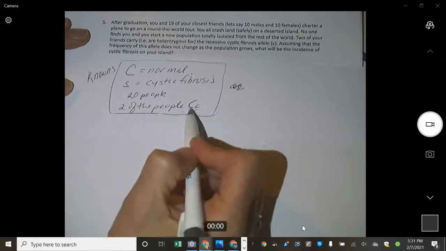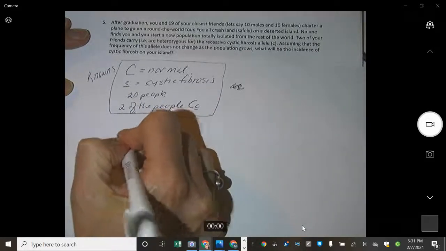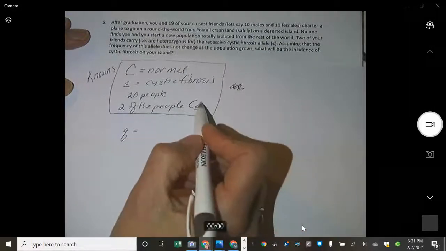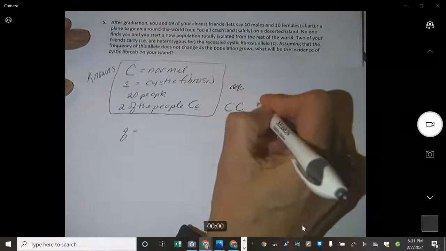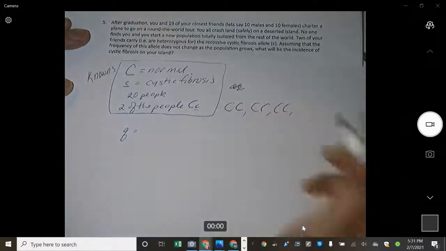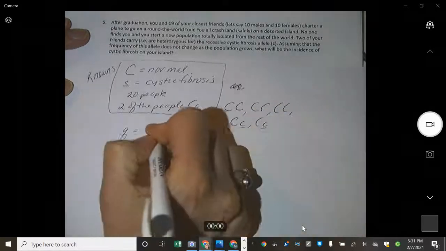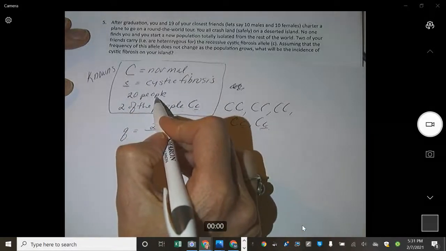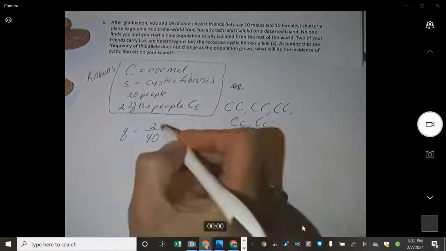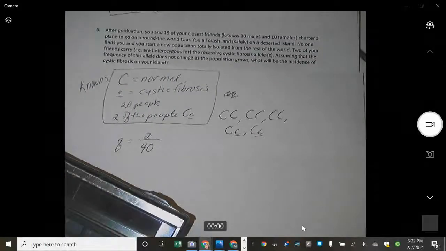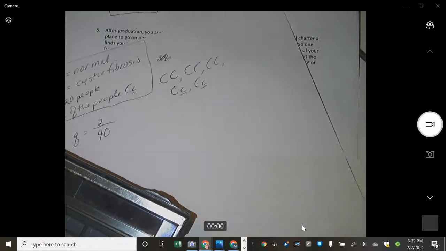Okay, so here's what I know. I know I have 2 people that are big C, little c. So if I'm looking at the allele little c, the recessive allele Q, I know there's, out of the whole population, 2, right? Because most people are this, like 18 of you, but 2 of you are this, which means I have 2 little c's out of a total of how many alleles? Well, if I have 20 people, everybody has 2 alleles, so that means there are 40 total alleles. So 2 out of 40 are actually the recessive allele. 2 divided by 40 equals 0.05.